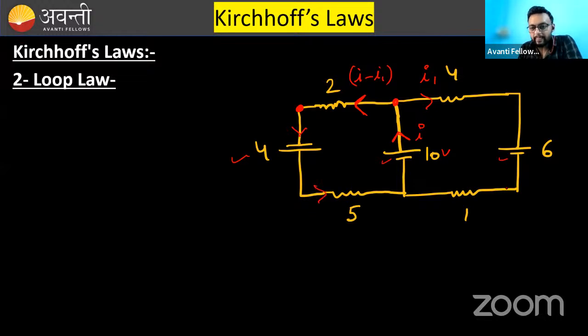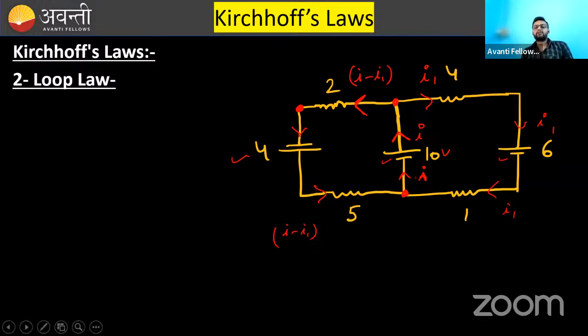Current will go the same. Similarly, I1 current will come here, and both these currents meet at this point: I minus I1 and I1. When these two meet, then again there will be a current I back to the cell. So first of all, what we have done is the current distribution part. From the larger cell, we have started a current and distributed it in the circuit.